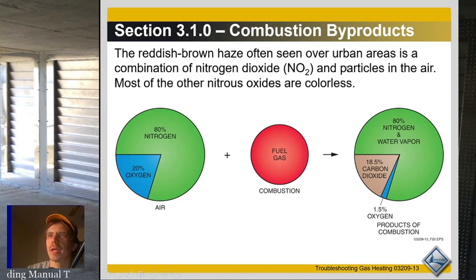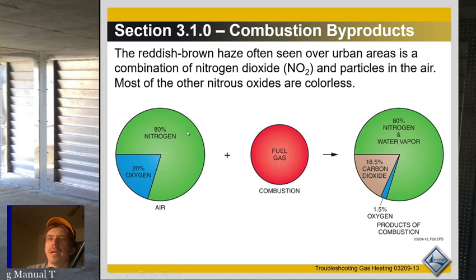So the reddish-brown haze often seen over urban areas is a combination of nitrogen dioxide and particles in the air. Most of the other nitrous oxides are colorless. So they're just talking about smog, basically.